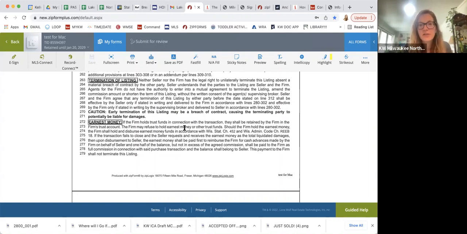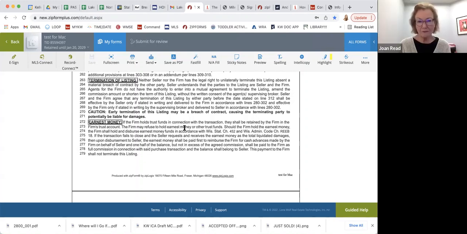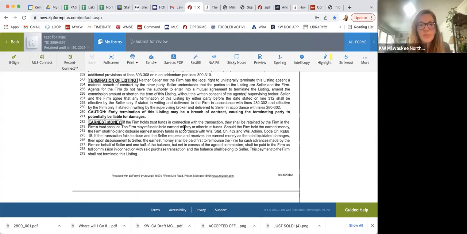Termination of listing. Neither the seller nor the firm has the legal right to unilaterally terminate this listing, absent a material breach of contract. Seller understands that the parties to the listing are the seller and the firm. Agents for the firm do not have the authority to enter into a mutual agreement to terminate the listing. So again, you are filling out this listing contract, but the listing contract is between the firm of Keller Williams and the seller, not you as the agent.